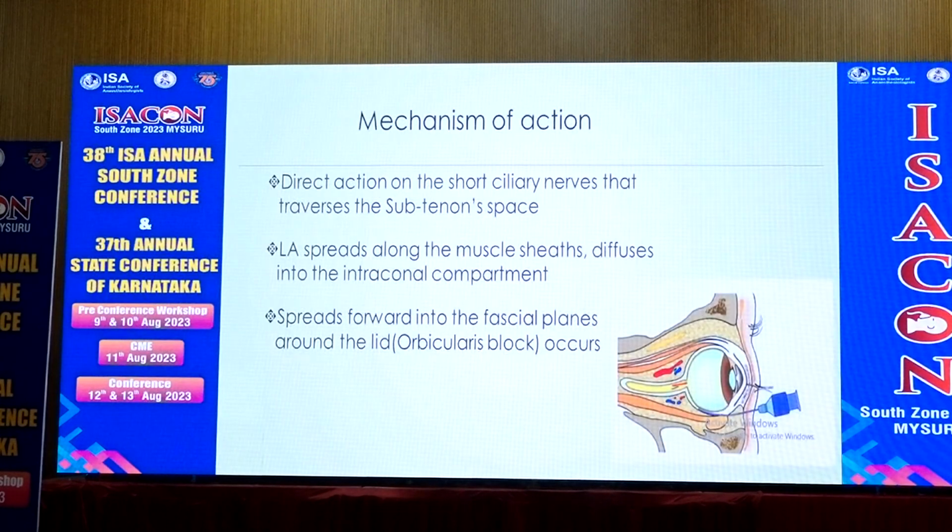What is the mechanism of action here? The local anesthetic acts directly on the short ciliary nerves that traverse the subtenon space. So, the local anesthetic goes all around the globe circumferentially. Some say that it spreads forwards into the fascial planes around the orbicularis muscle also, and an eyelid block can also be obtained if a larger amount of local anesthetic is injected into the correct subtenon space.